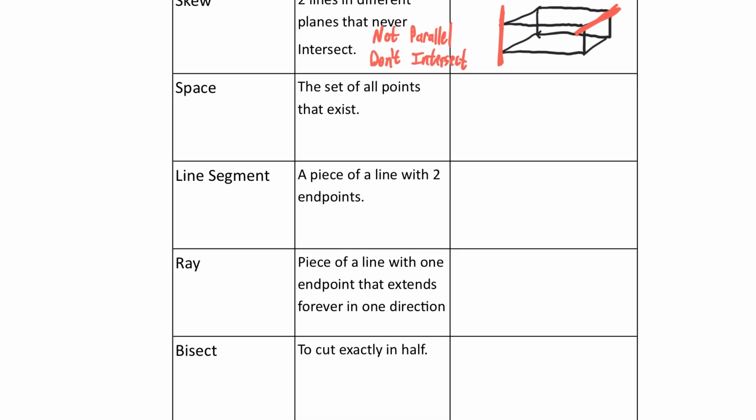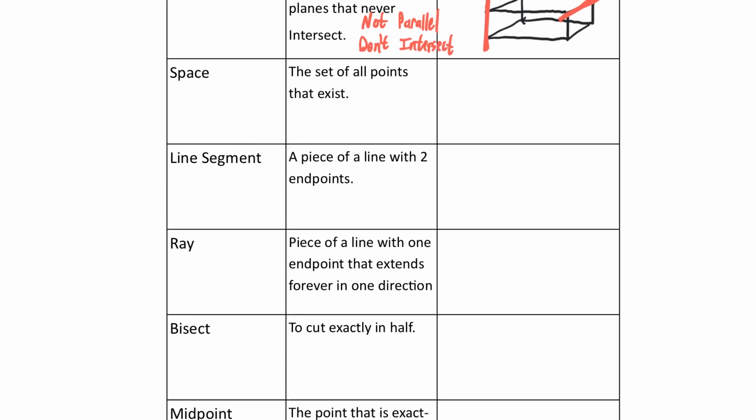Okay? All right, a line segment. So what is a line segment? A piece of a line with 2 endpoints. Good, a piece of a line with 2 endpoints. So it's going to look like this. How is a line segment different than just a line? Good. A line is infinite. It keeps on going forever in both directions. A line segment stops. It has a starting point and a stopping point. So it's got 2 endpoints.